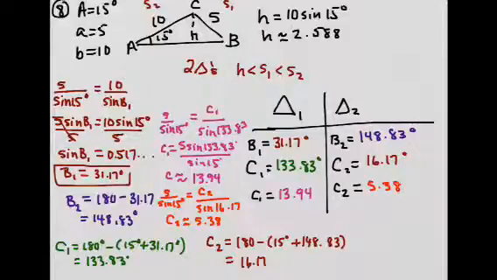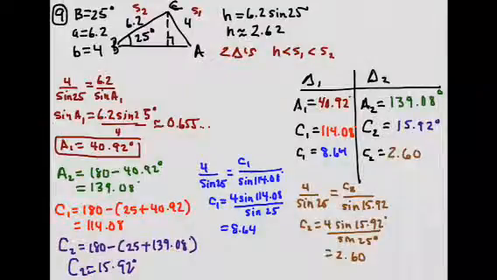For side 2, I'm running out of room, so I skipped this step. I set up the proportion, cross multiply. To leave c by itself, you have to divide by sine 15. So it's 5 times sine 16.17 divided by sine 15, and you get this. And that's it. Alright, so number 9 is just like number 8.